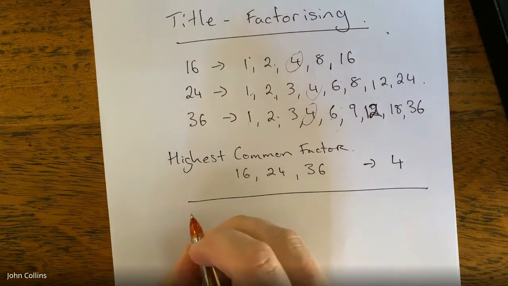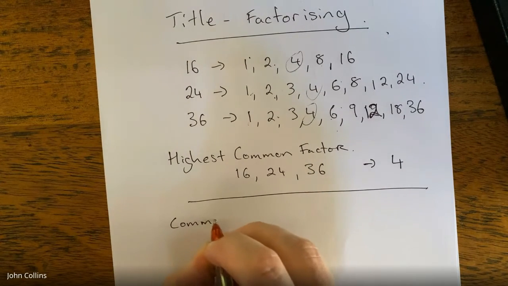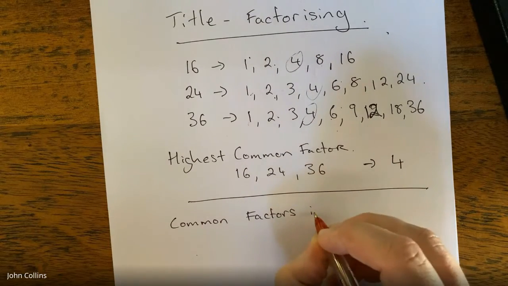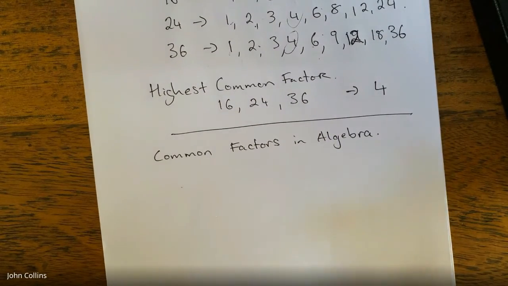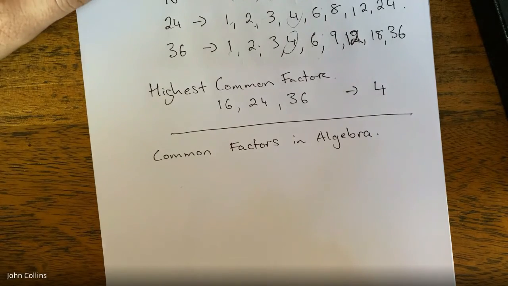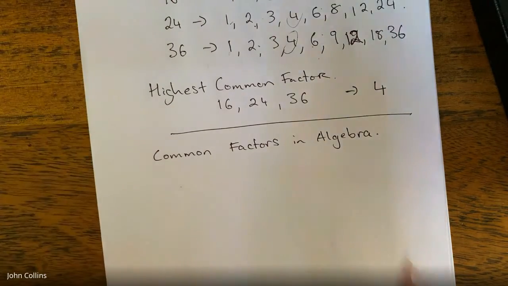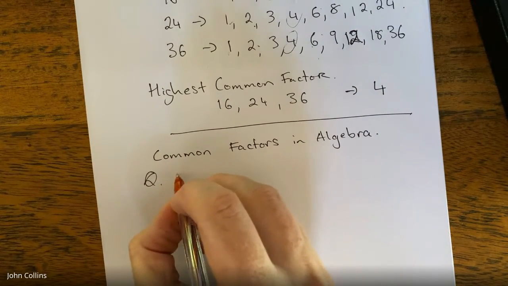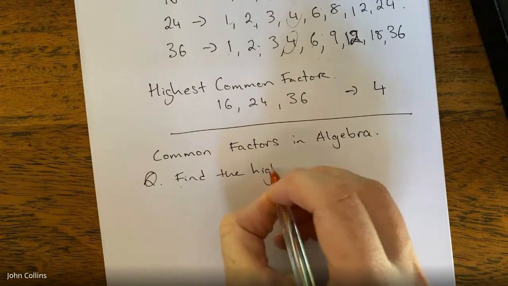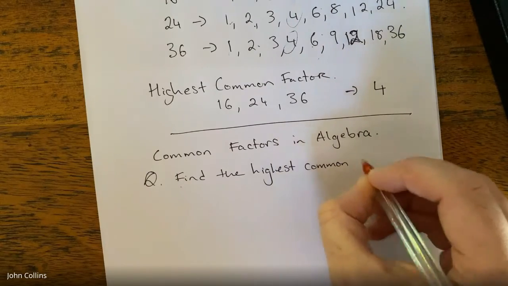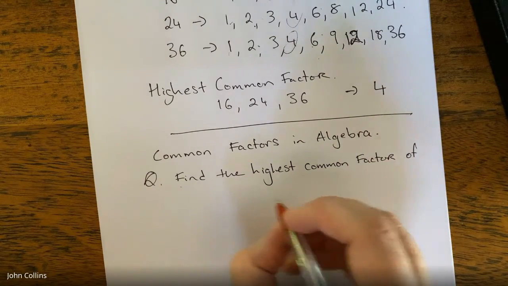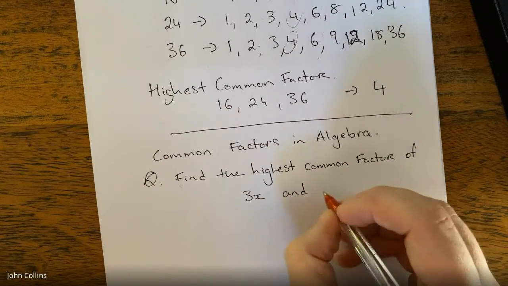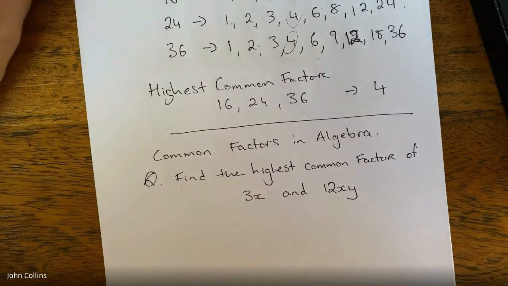Okay, so you can start taking this down now from below the line. Okay, so I'm going to ask a question. Find the highest common factor, the HCF, of 3x and 12xy. Okay, so sometimes there's letters now.